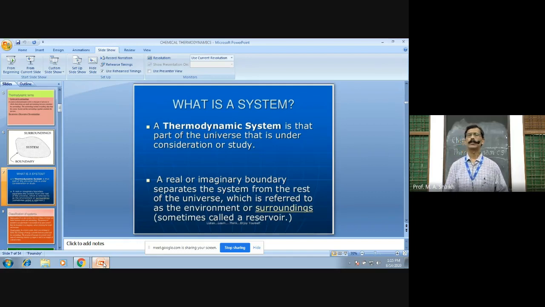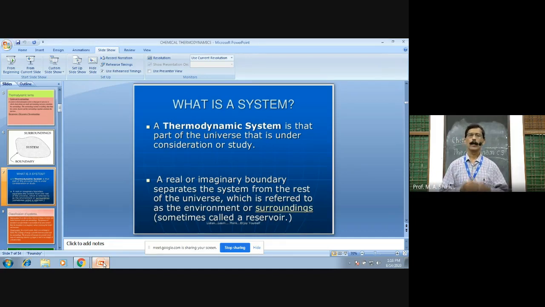What is a system? This is the question. What is the answer? A system is the part or portion of the universe which is under thermodynamic consideration or thermodynamic study. A part or portion of the universe which is under thermodynamic study or thermodynamic consideration.